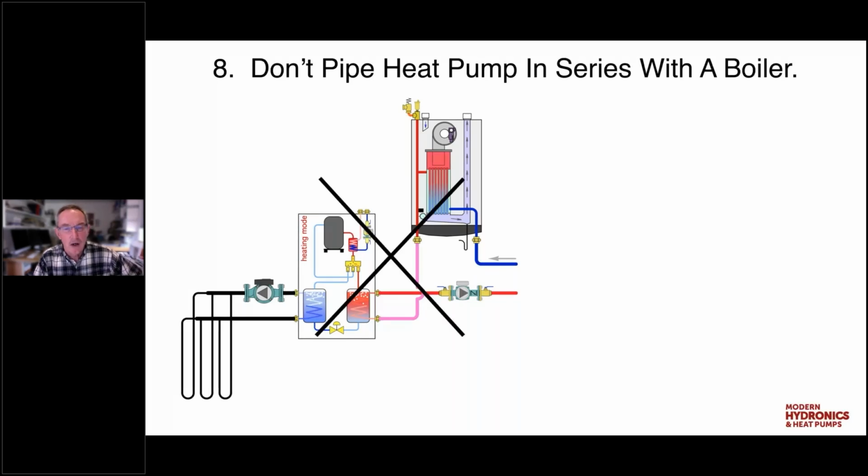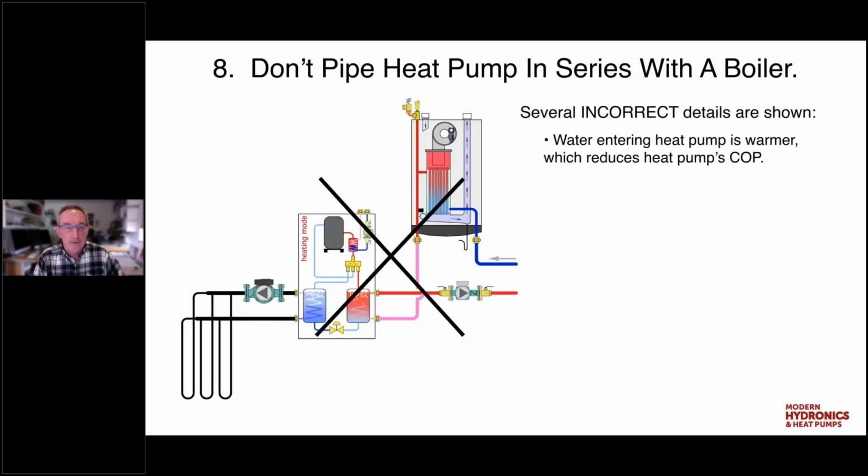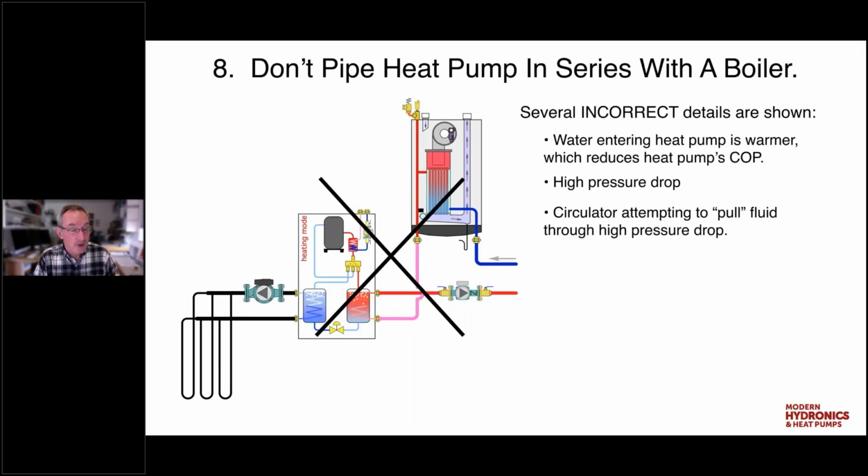There's a lot of things wrong with this, okay? If the boiler was operating, the water leaving the boiler going into the heat pump is definitely warmer than it would be if the cool water came directly back to the heat pump. We have the pressure drop of both the boiler heat exchanger as well as the condenser heat exchanger and the heat pump in series. That's going to impair the flow rate. The circulator in this case, in general, we don't want to "pull" heat through high pressure drop devices. This can lead to cavitation in the circulator.